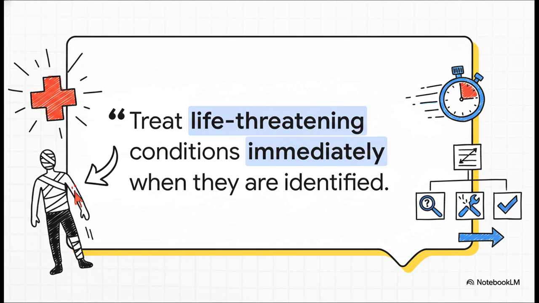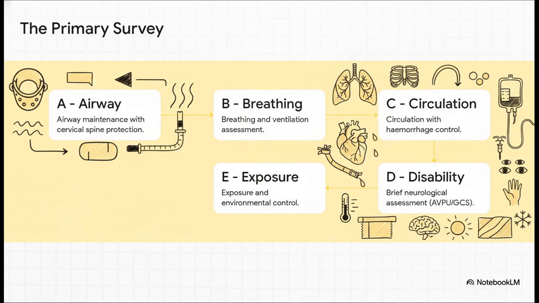What does that mean? It means you don't just keep going down the list. If you're on A for airway but you see a catastrophic hemorrhage, that's a C problem. You stop. You fix the bleed, then you go back to A. Find it, fix it, then move on. It's that simple. So let's walk through the ABCDEs.